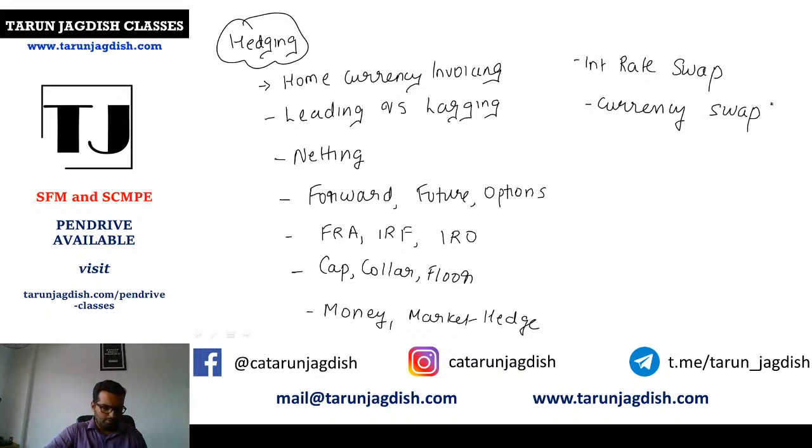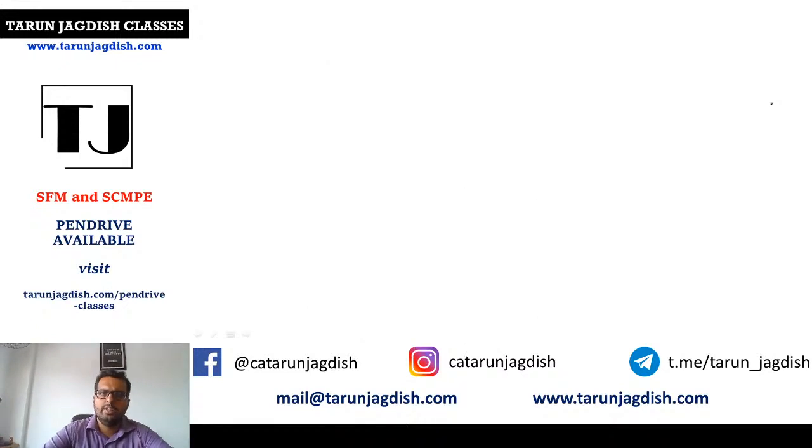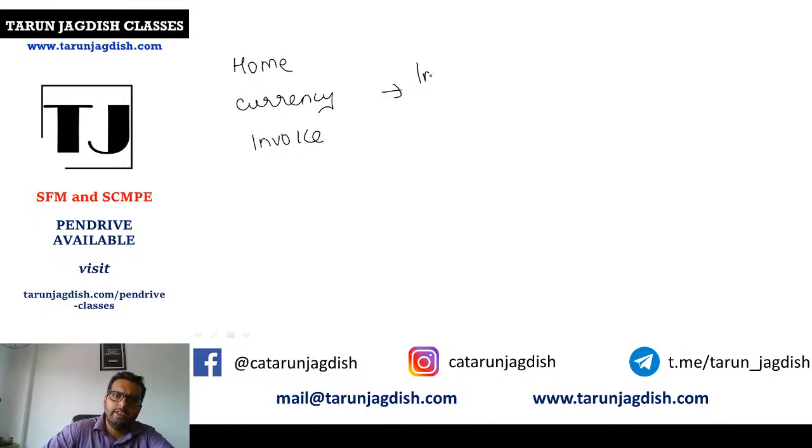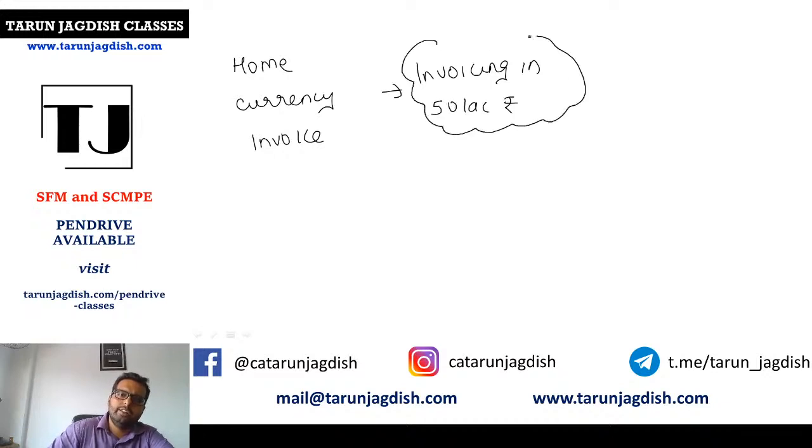Alright friends, have you all put up till here in your books now? Alright, let's do it one by one now. The first one is called home currency invoicing. This is a very simple one. If Kamala is invoicing in 50 lakh rupees instead of invoicing in 1 lakh dollar, then the exchange risk will go away. This is what we call home currency invoicing.